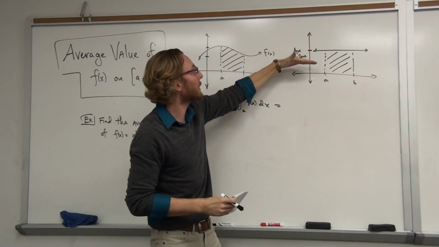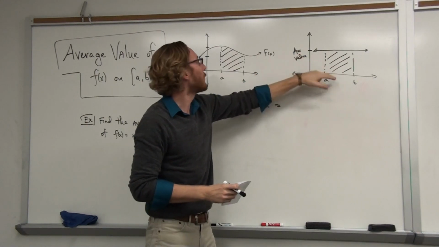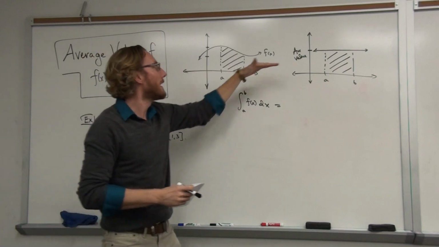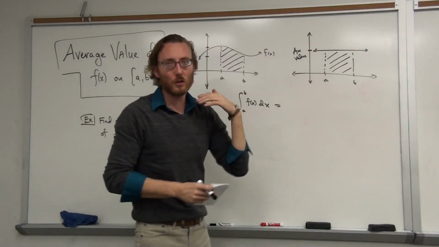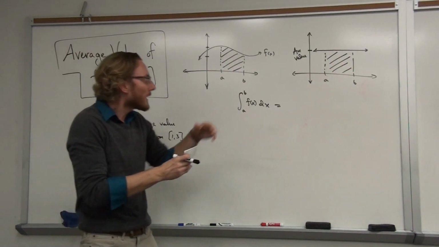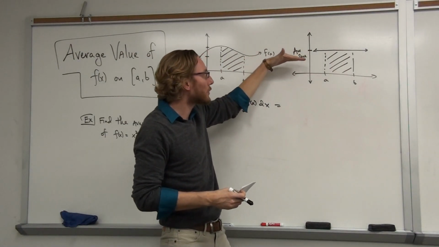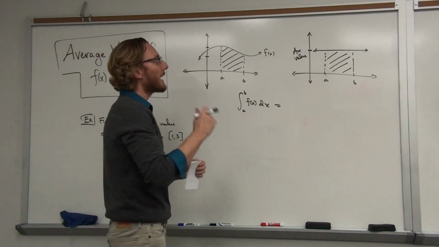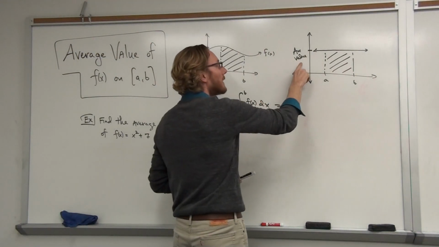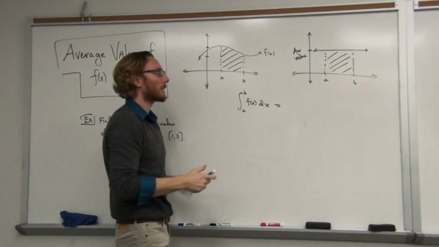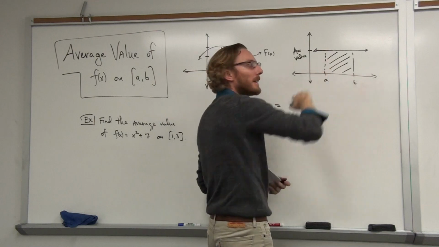Because think about it, if we built this average value too low, we would not have enough area to have the same area as what's under our function. If we built this average value function too high, well then we'd have more area than we have under our function. We have to get this average value just right. But the average value is just right when the box here on the right has the same area as what's under the function. But then what is the area of this box?